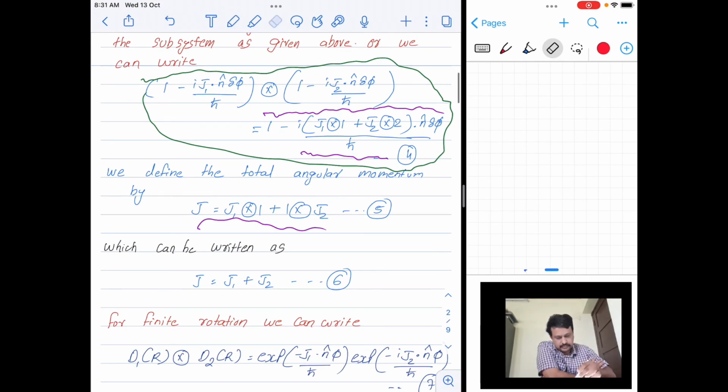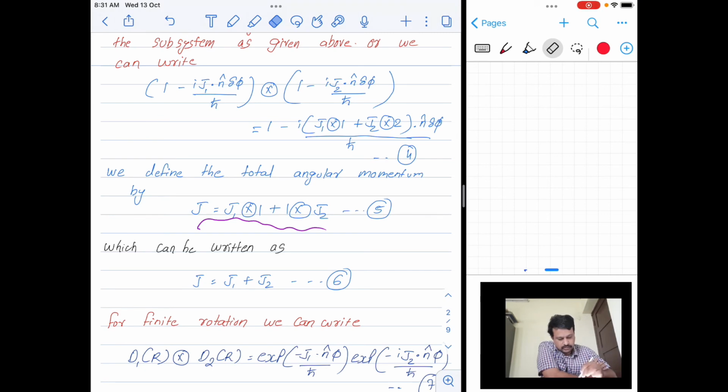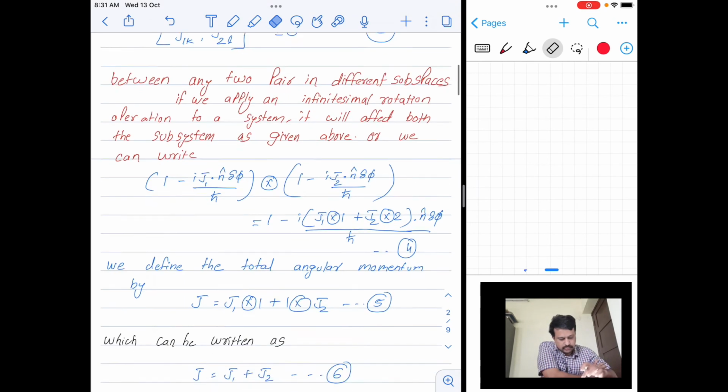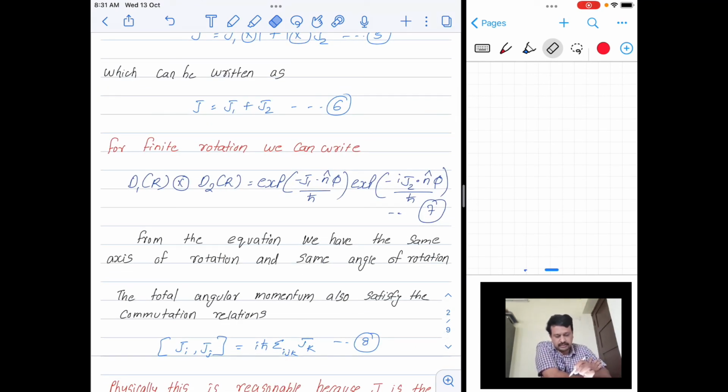Now if I do a finite rotation, I can simply write J equal to J1 plus J2. For a finite rotation, the operator D1 times D2, equation number 7, is equal to exponential of minus J1·n cap phi by h bar, times exponential of minus J2·n cap phi by h bar. From equation 7 you can clearly see that the axis of rotation and the angle of rotation are the same. For the entire system, the angle of rotation is the same and the axis is also the same.